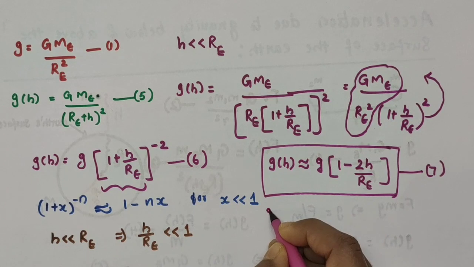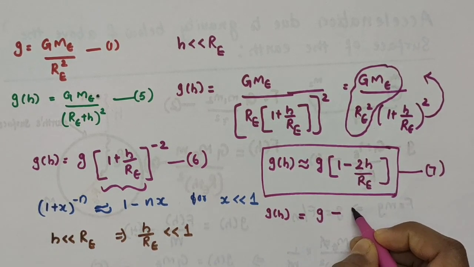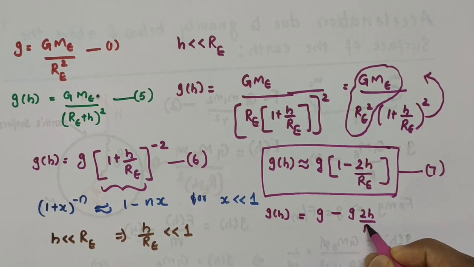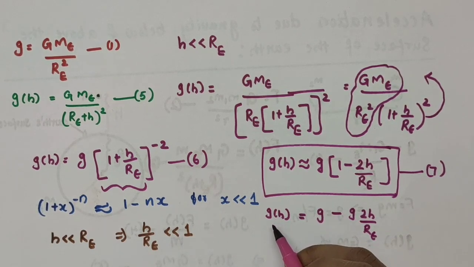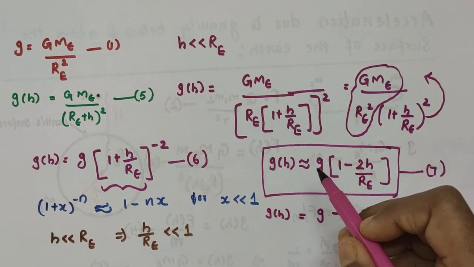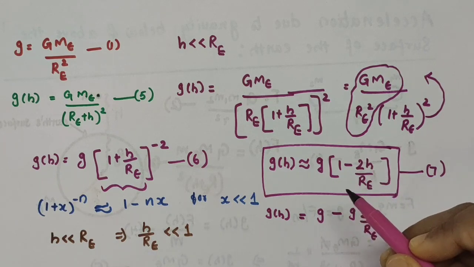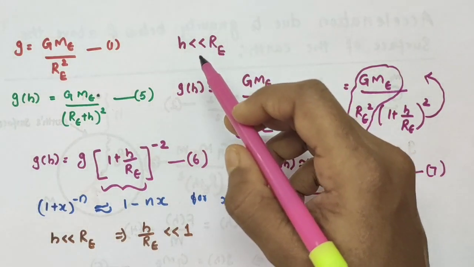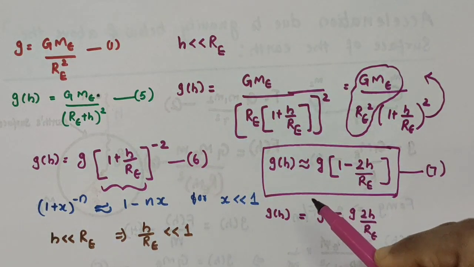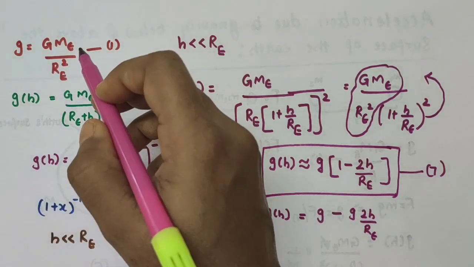Okay, this can be written as what? g of h is equal to g into 1 minus g into 2h divided by Re. Okay, so this value of g, that is g of h, is for small height h. g of h is approximately equal to g into 1 minus 2h by Re. This expression is actually for small height h above the ground, that is for h less than Re.